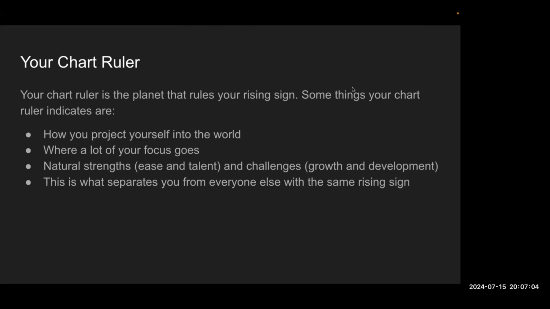And your chart ruler is what separates you from everyone else with the same rising sign. For example, I'm a Libra rising. If anyone else here is a Libra rising, that means that we are both ruled by Venus. But does that mean that our chart rulers are exactly the same? Nope. Your Venus could be in a different house than mine. Your Venus could be conjunct a different planet than mine. So your chart ruler truly is what makes you an individual. It's what makes you unique. It's what makes you you.